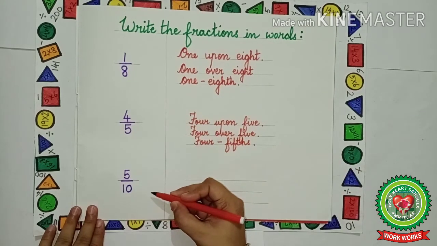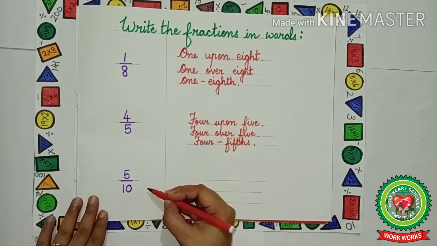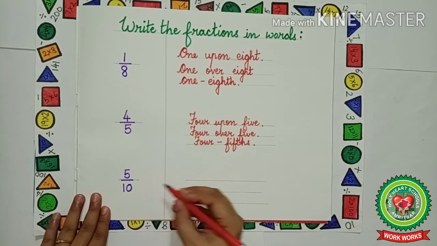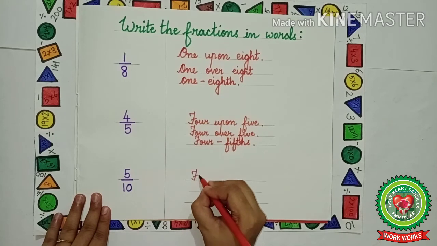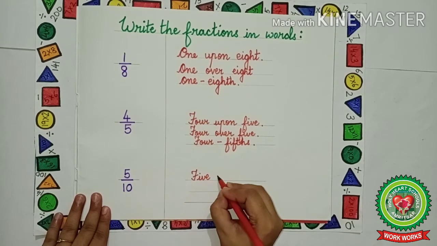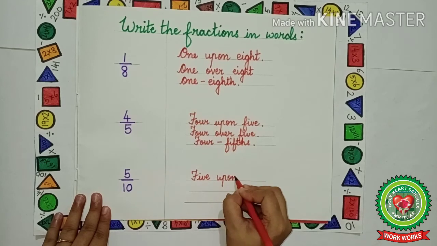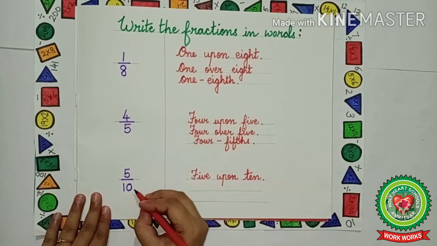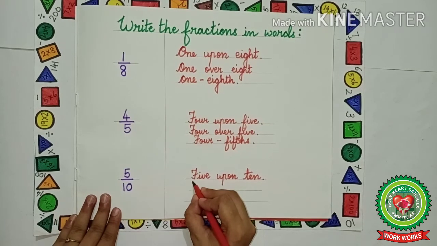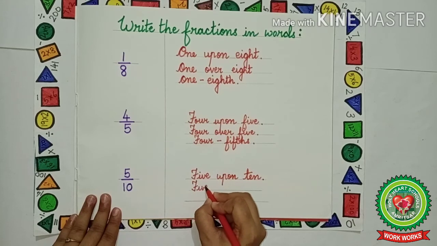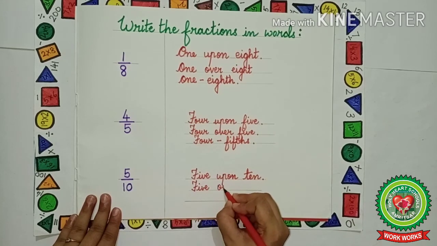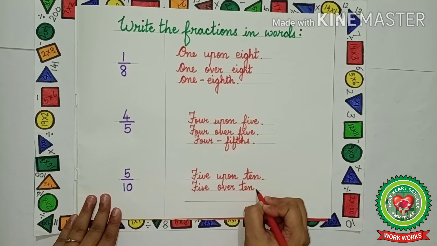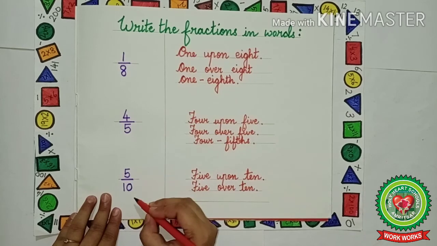Let us take the next example. How do we write this fraction in words? First of all, we can write it as 5 upon 10. Then we can write it as 5 over 10. And we can write it as 5/10.